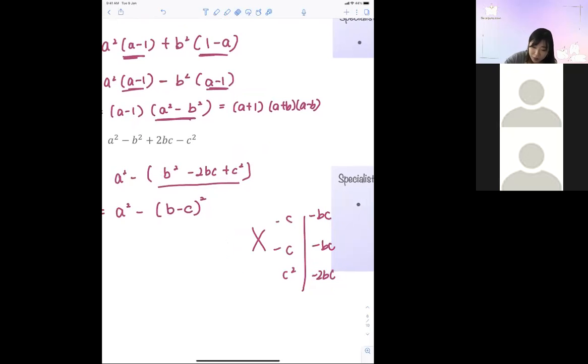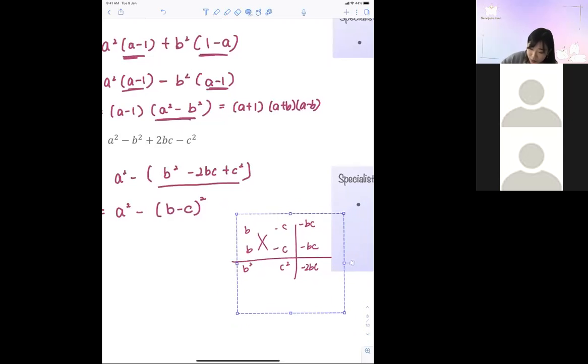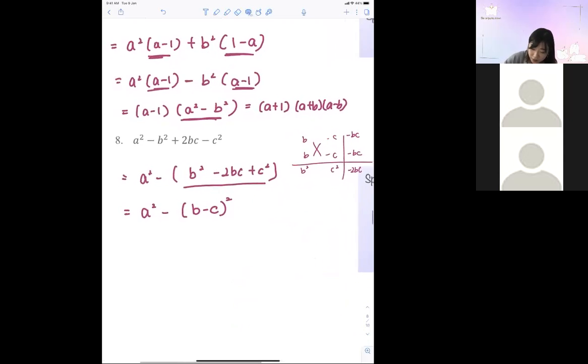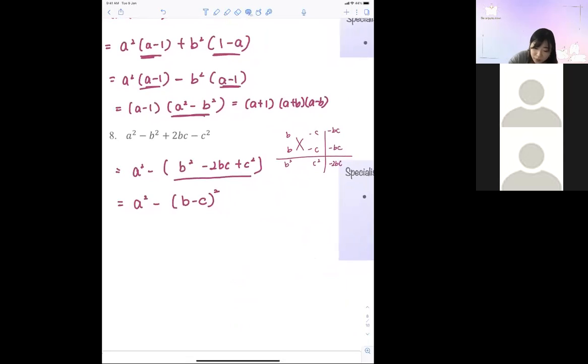Okay, let me just put it back. Okay, this part, I put one side first, put here. Okay, so we have our a square minus b square. Again, you can form a plus b, a minus b.